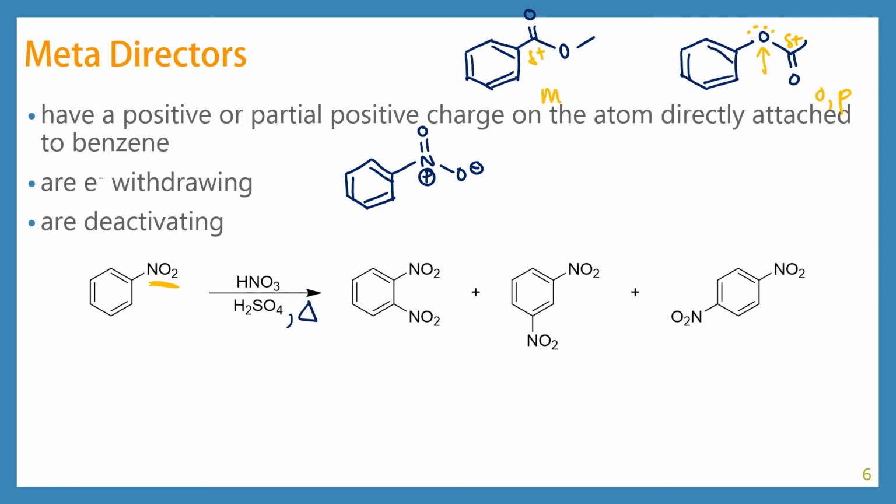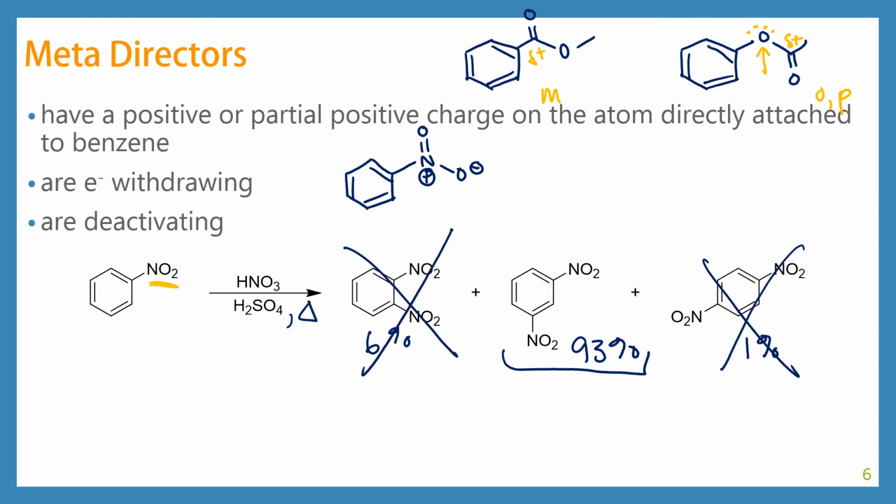I've drawn the three possible products here, but what you're going to see as your product breakdown is 6% of the ortho product, only 1% of the para product, and 93% of the meta product. So not only is the meta product major, but it's really the only product that counts here. We don't have to think about the ortho or para products at all.